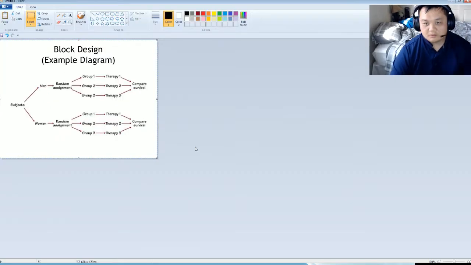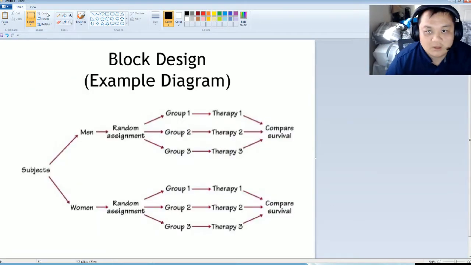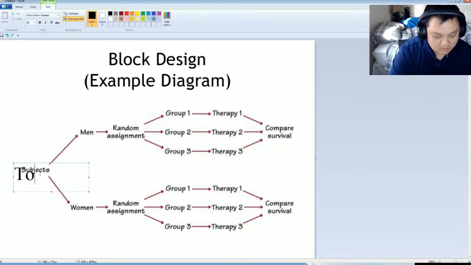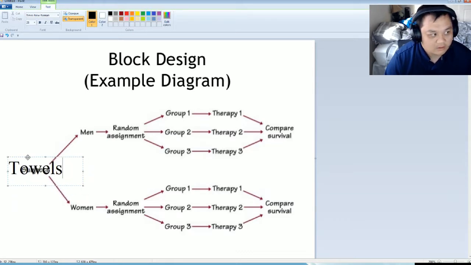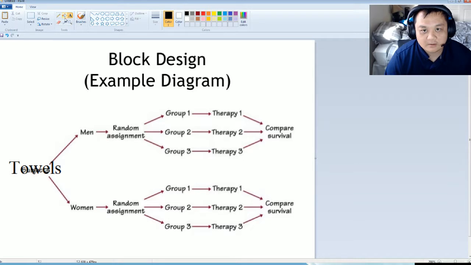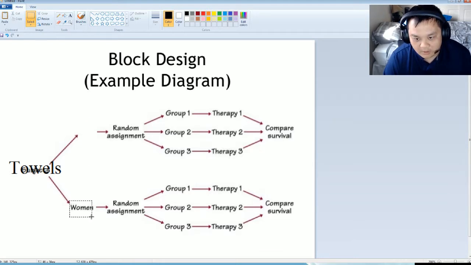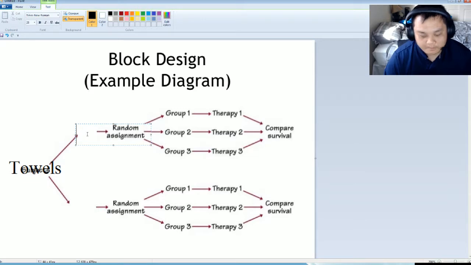Okay, so here, these are your towels. The subject is your towels. Correct. Then here you're going to split into two parts. So the first part, how can you split?